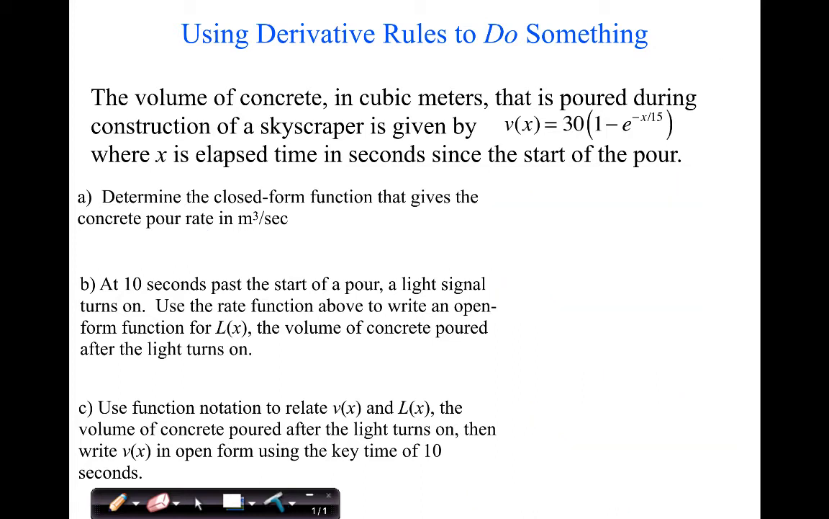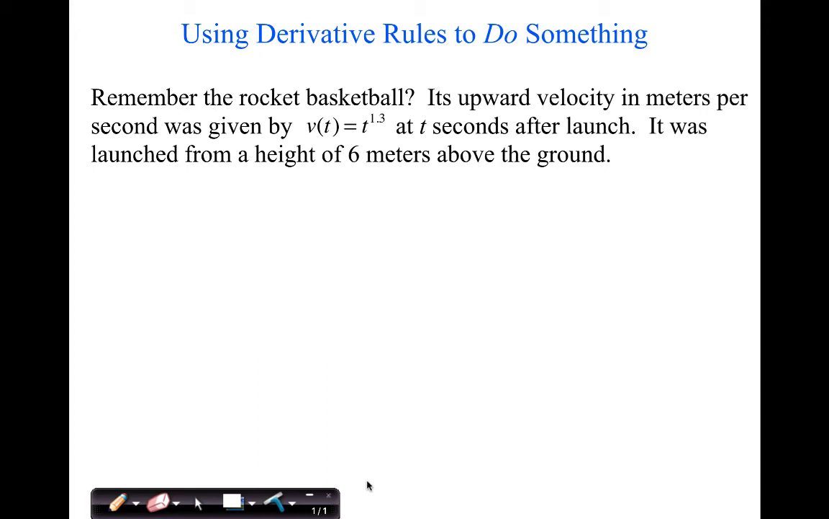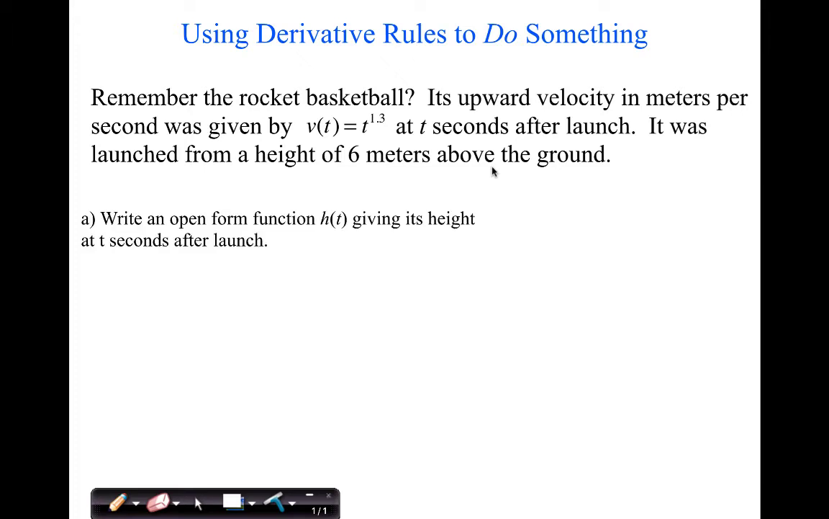All right, so let's go on thinking about something else to do with derivative rules. So our rocket basketball, I know we talked about this in class for a few different days. The upward velocity in meters per second was given by v of t equals t to the 1.3 power at t seconds after launch. And this wasn't part of what we did before, but let's say it was launched from a height of 6 meters above the ground. We were just working on doing general accumulation when we did this before. And we talked about our summation and piecewise functions and all that fun stuff.